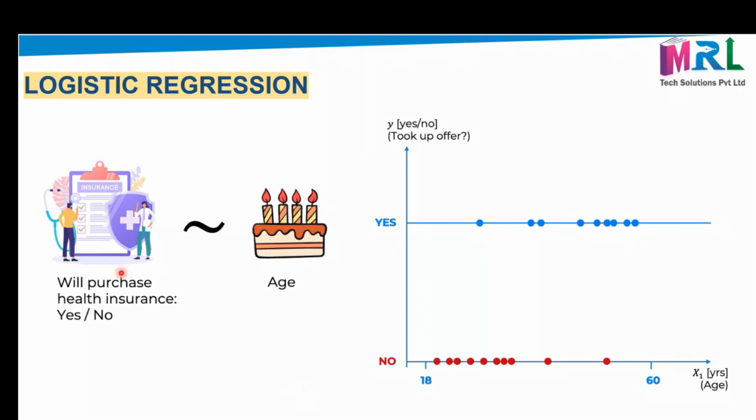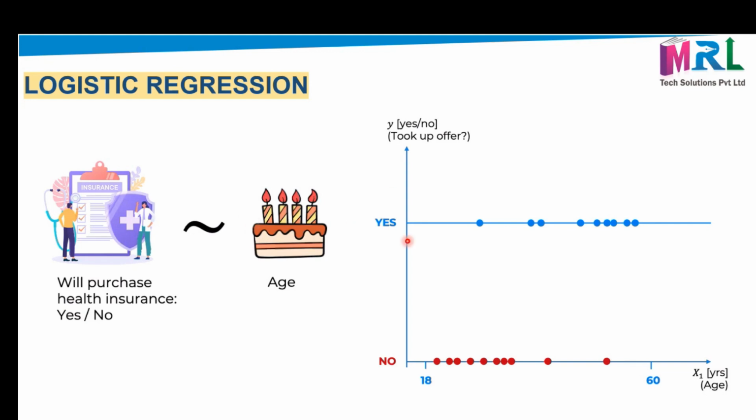You can see in this picture: will purchase health insurance, yes or no? This is an insurance company. They want to find out whether the customer will purchase health insurance or not. Based on age, they want to classify. Obviously, if the age is very low, like 18 or 19, most of the people will not purchase health insurance. If the age is around 35, 40, or 50, the people who purchase health insurance will be more.